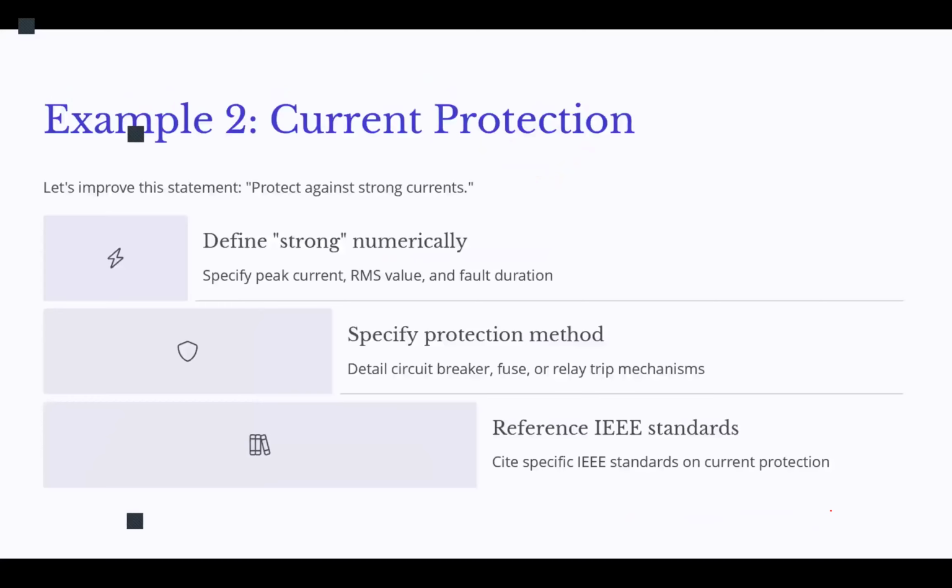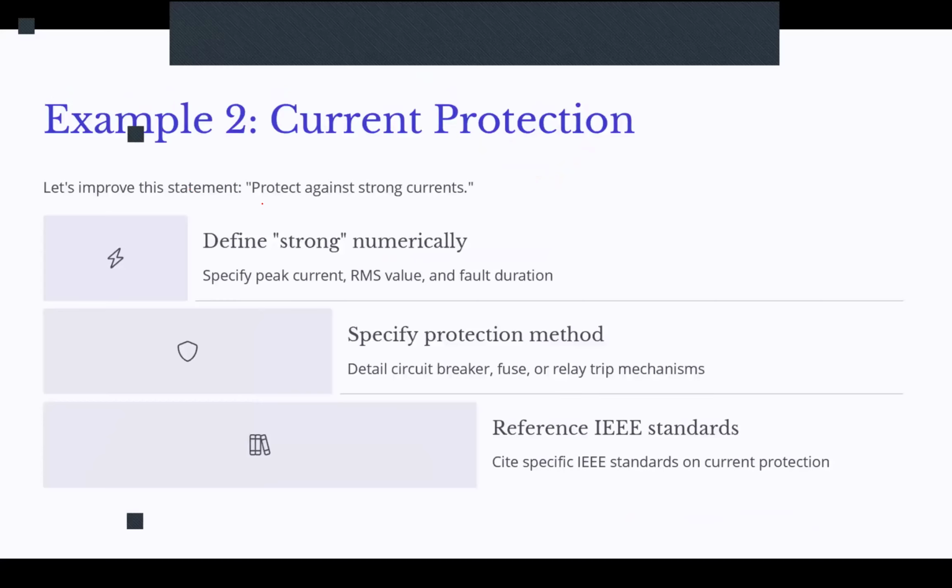Example number 2. The statement says that a certain device should protect against a strong current.